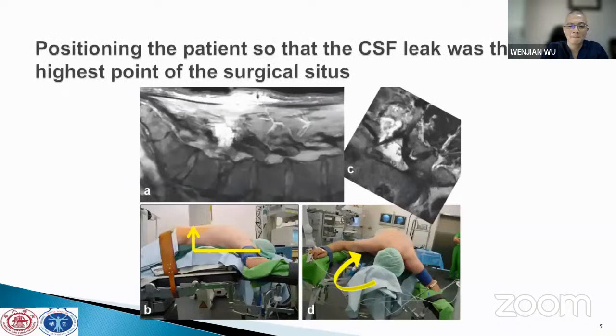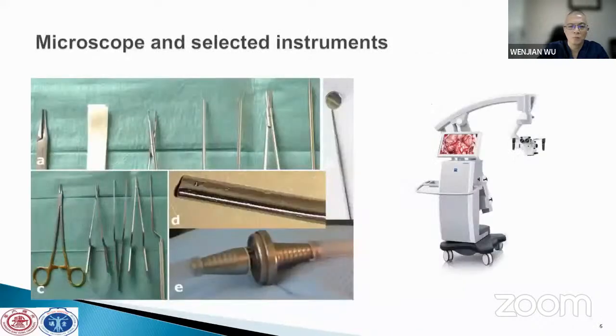The intraoperative repair of a dural tear starts with positioning the patient so that the CSF leak is at the highest point of the surgical site. For example, for lumbar spine surgery, we can raise the head of the bed and put the patient in Trendelenburg position. We can also rotate the bed if we need. To manage the dural tear, we need some special instruments, including some microsurgical instruments. An adjustable suction is very useful. A microscope or loupe is handy for a magnified view.